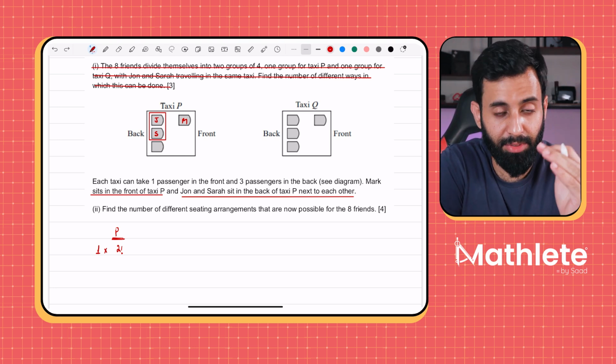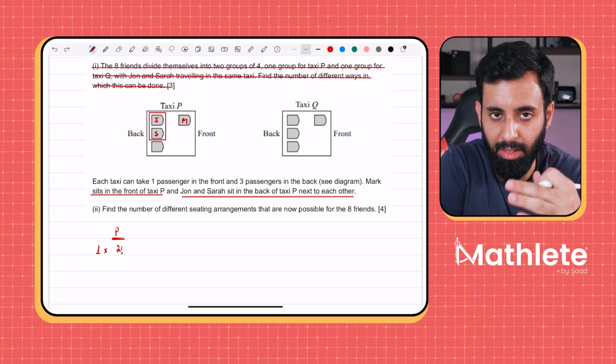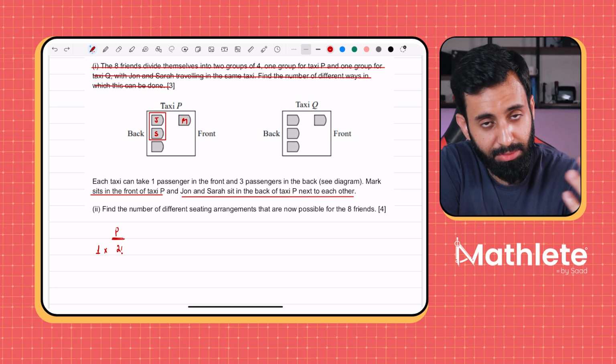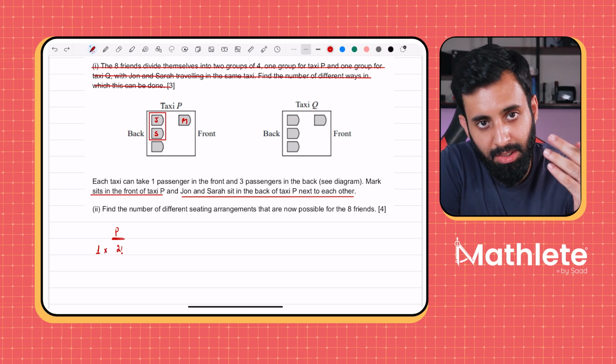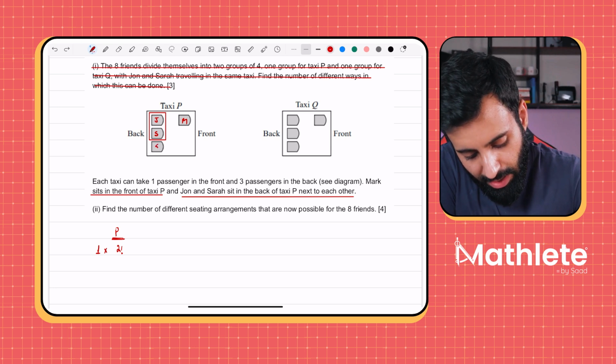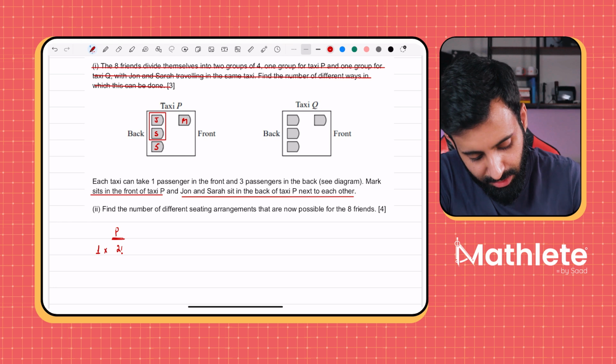Remember, there were 8 friends. Mark is sitting in taxi P. John and Sarah are sitting in taxi P as well. So 8 minus 3, 5. That means now there are 5 friends left. And one of those 5 friends is going to be the 4th passenger in taxi P. So that means we have 5 options as far as the 4th passenger in taxi P is concerned.